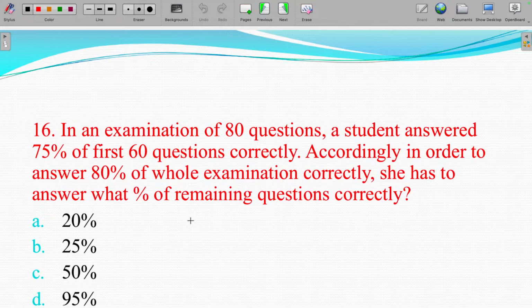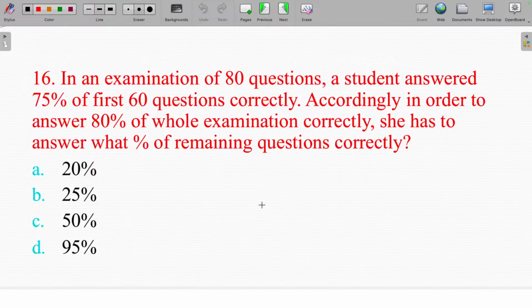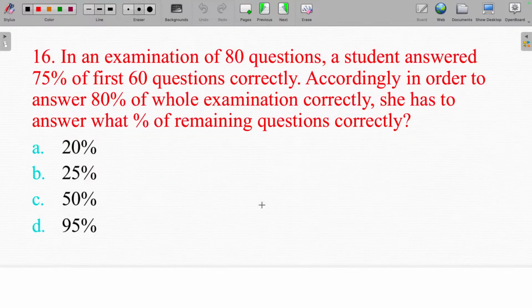Okay, next. At least this question you can try. In an examination of 80 questions, a student answered 75% of the first 60 questions correctly. Accordingly, in order to answer 80% of the whole examination correctly, she has to answer what percentage of the remaining questions correctly? That I need to find out. What percent of the remaining questions does she have to attend correctly?